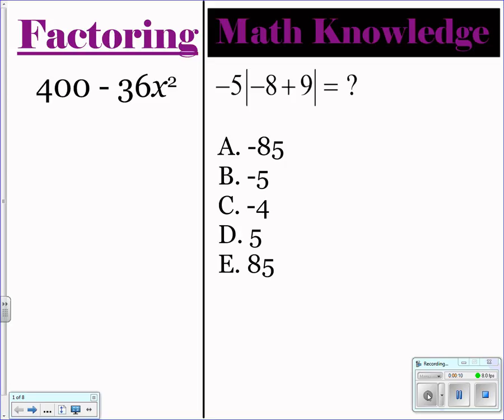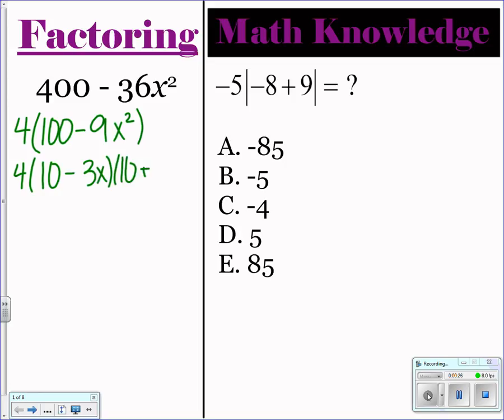So 4 and 36 both divide by 4. So we're going to factor out a 4. We're going to have 100 minus 9x squared. And so this is just a difference of two squares. So it'll factor as 10 minus 3x, and then 10 plus 3x. And so that would be your factoring answer for today.